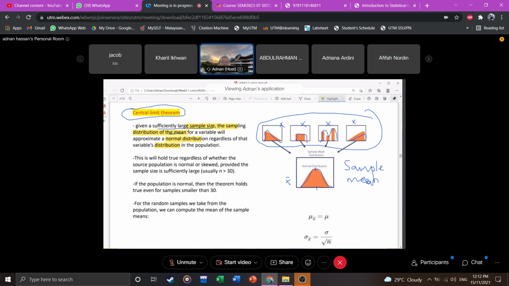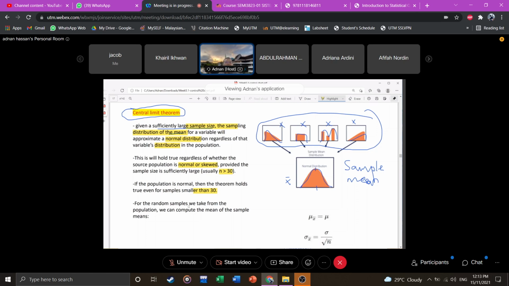It's a very powerful theorem and theory. So this enables us to have control chart. This will hold true regardless of whether the source population is normal or skewed, provided the sample size is sufficiently large. Usually, if you take 30 or more, you're going to show normal distribution. If the population is normal, then the theorem holds true even for samples smaller than 30. If you take 20, for example, roughly this normal distribution is still valid.